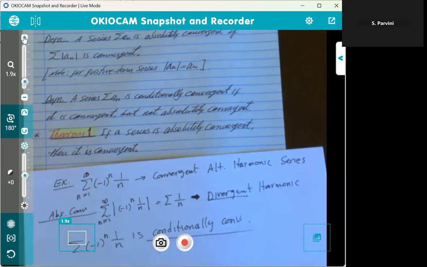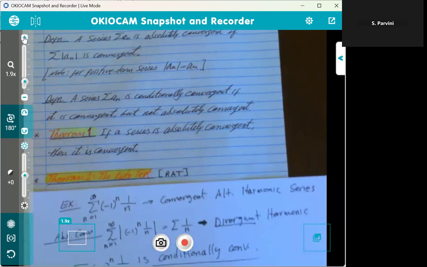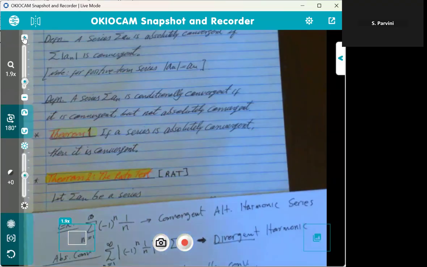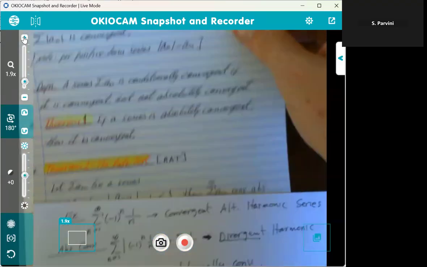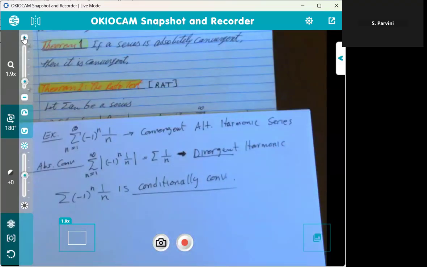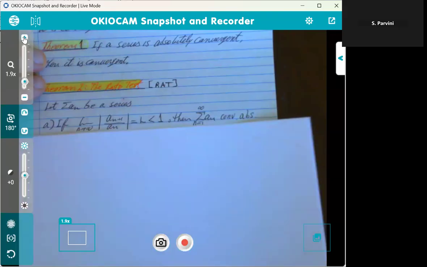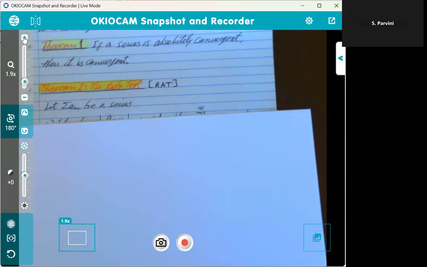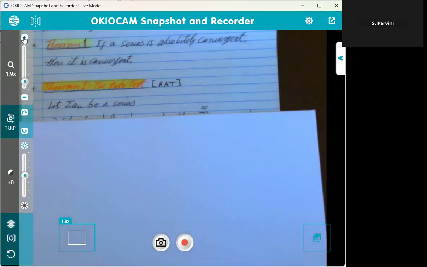Let's take a look at our next theorem. Our next theorem is on one of the two tests in this section, the ratio test. Let me turn this over so you don't get sidetracked. The ratio test goes like this. Suppose we have a series.